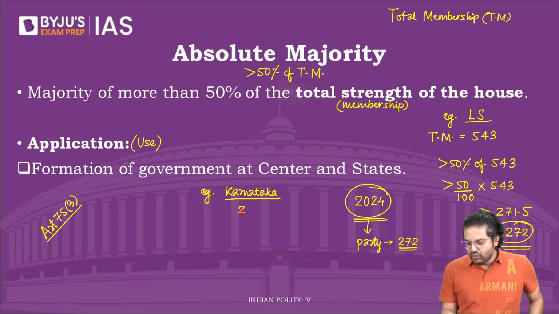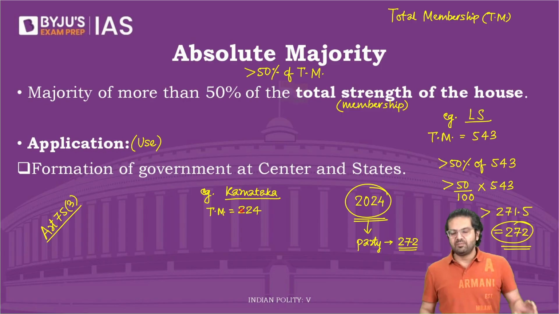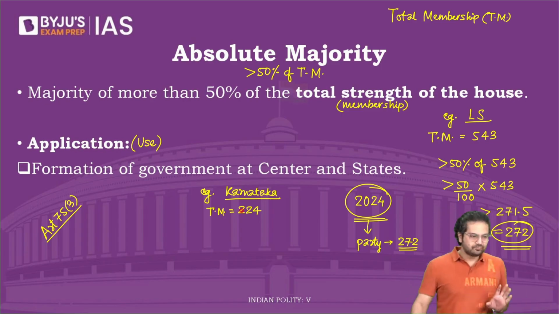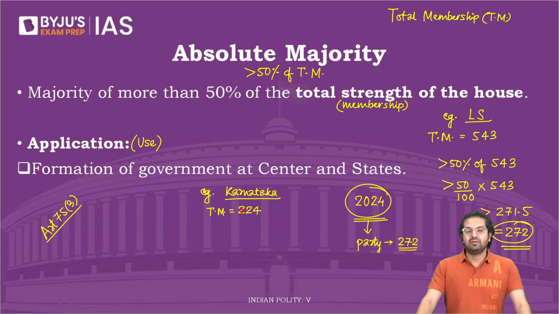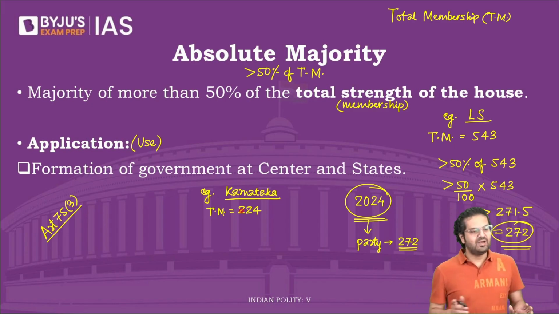Karnataka has 224. The total membership or strength of Karnataka is 224. Please tell me, how many people are required to form the government? How many MPs or MLAs, if they win, that party will form the government? Let's see. Difficult times, CSAT, right? Difficult calculation. I am seeing various answers: 123, 124, 213.